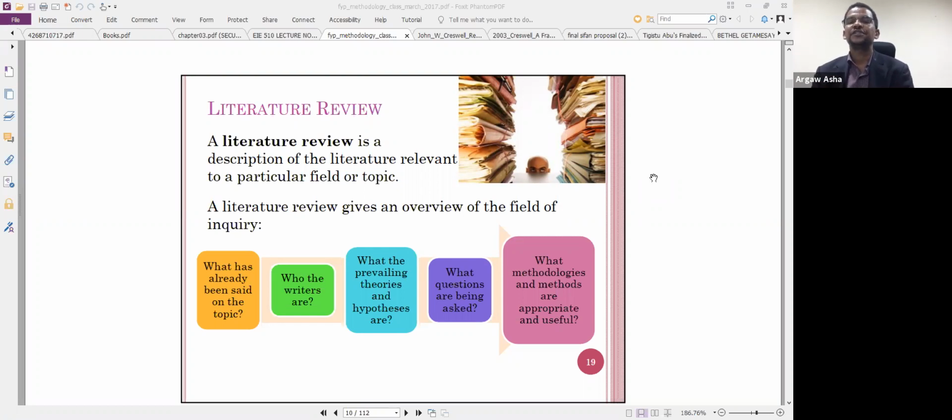Then what kind of questions were raised, and how is your question different from them? Okay, let us say they classified 5 types of road failure. Are you going to find a new road failure, or are you just proposing a solution for those road failures? Then what kind of methodologies did they use?